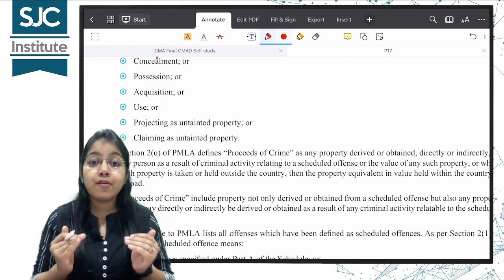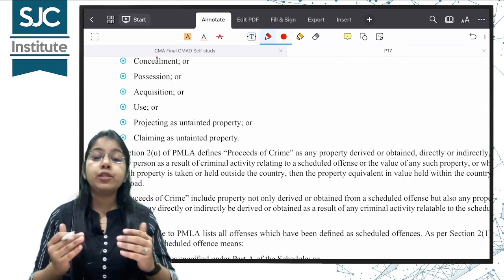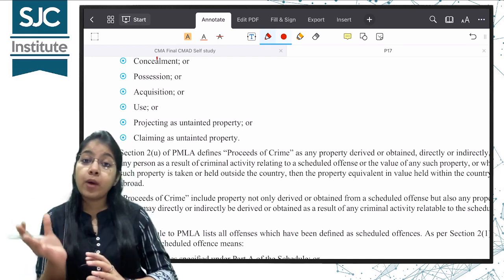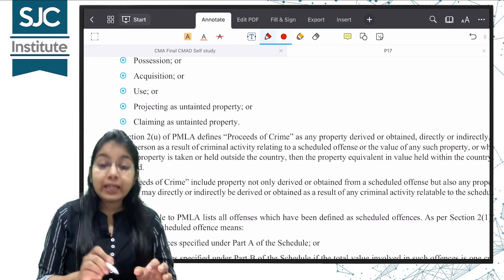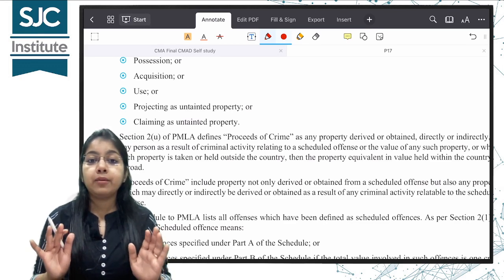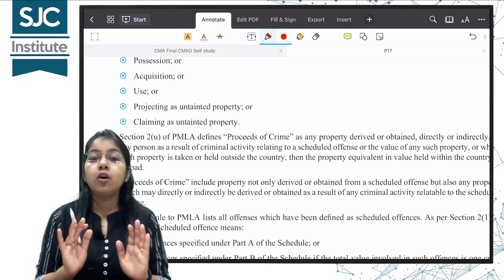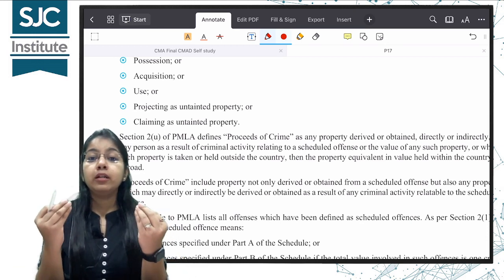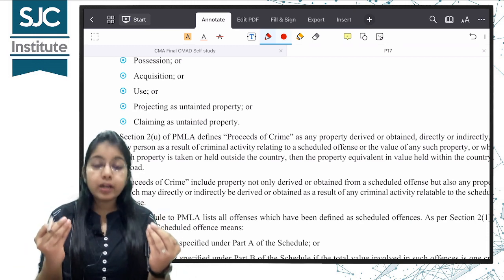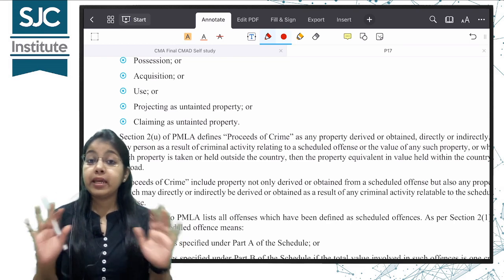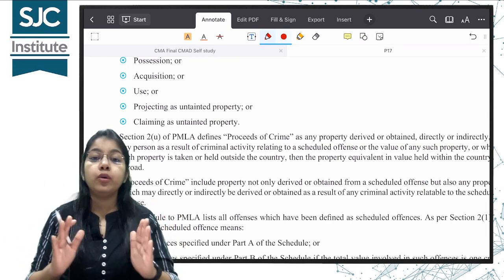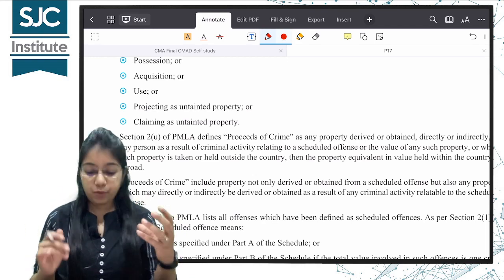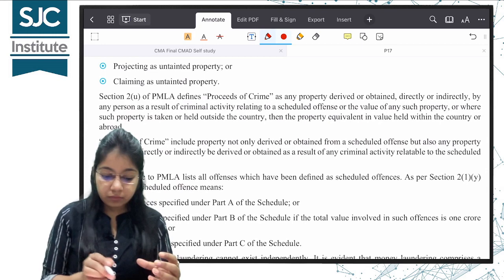Possession means I have it in possession. Acquisition, I have acquired the proceeds. Use, I have used it for acquiring some other property. Projecting as untainted property. That untainted means it is not associated with crime. I am projecting, showing as if it is a lawful property. Or claiming as untainted property. I am claiming that no, it is not associated with any type of crime. Okay, here the word property. What does the property mean?